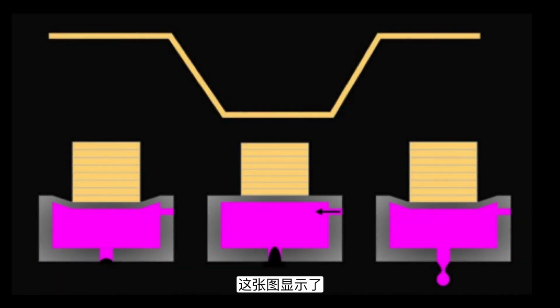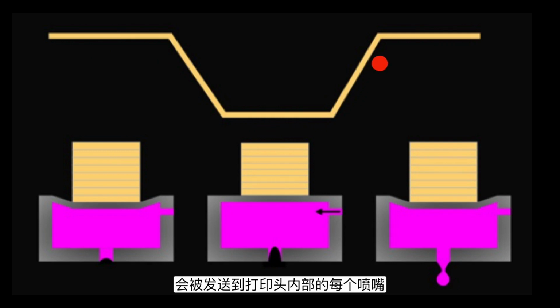Here's a diagram of what's going on inside the printhead. The waveform is an electrical signal that's sent to each of the nozzles inside the printhead. The nozzles are made out of a material that moves when an electrical signal is applied. As you can see, when voltage is applied, in this particular case, the back of the nozzle is moving.